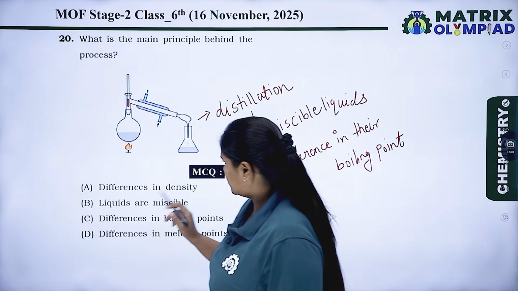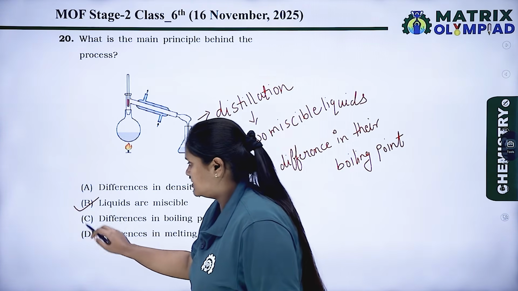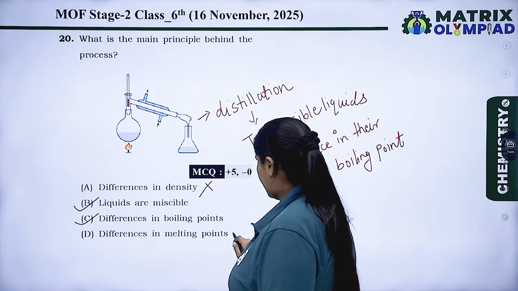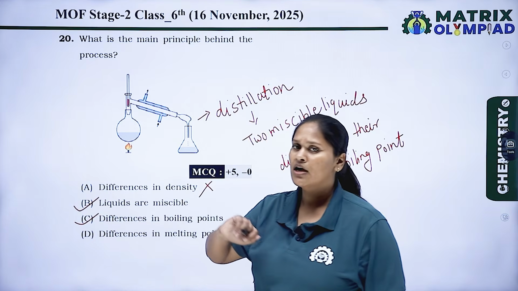So now check the options. Difference in density? No. Liquids are miscible? Yes. Difference in boiling point? Also correct. Difference in melting point? No. So options B and C are the right answer for this question.